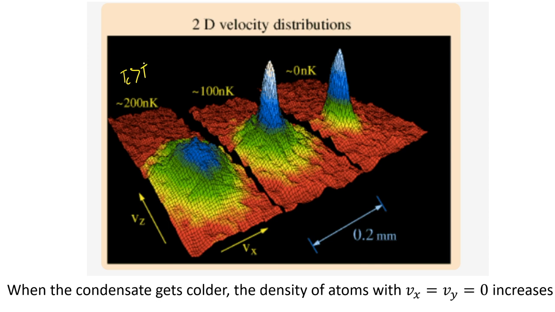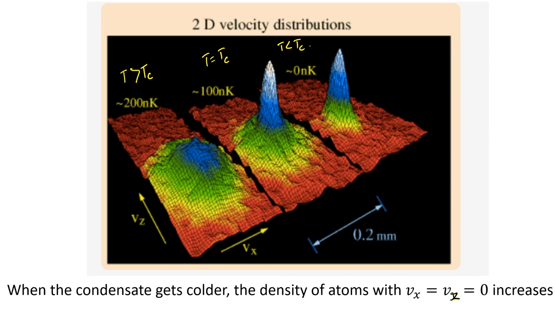This we have seen before. This is T greater than TC, and this is T equal to TC, and this is T less than TC. So, you see that there is a peak that is developing at the center of this plot. This is actually the Vx and Vy, the velocity plots, and it is shown as Vz. Anyway, what it means is that the density of particles at Vx equal to 0 and Vz equal to 0 is increasing. And the dimensions of these systems are shown. So, that tells you that the particles are cooling down.